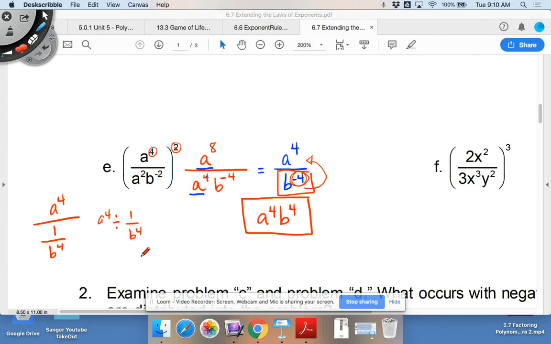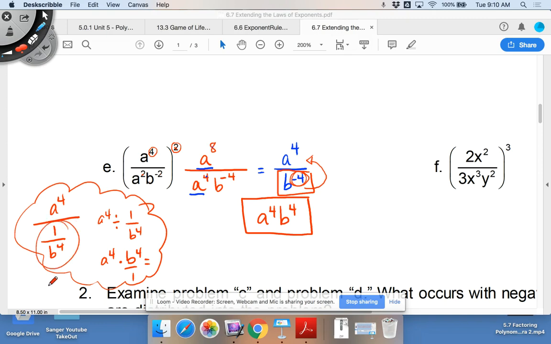Dividing fractions is easy as pie. You flip the second and multiply. So it would actually become a to the 4th times b to the 4th over 1. And that's why it ends up being a to the 4th, b to the 4th. So this is just the why behind. Instead of doing all of those steps, I just know that dividing by 1 over something is basically like multiplying by the reciprocal. Does that make sense? So there we go. Too much explanation for some, but some of you like to see that why.